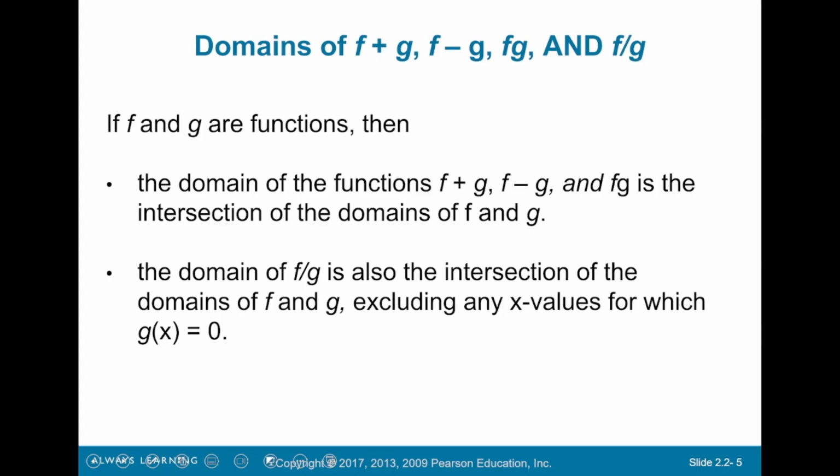And then the domain of f divided by g is the same idea. It's the intersection of the domains of f and g, but you want to take out any x values where we get a 0 for g. If we get a 0 in the denominator, that's bad. We can't do that. So we just always have to check for that case if we ever have an f divided by g kind of situation.